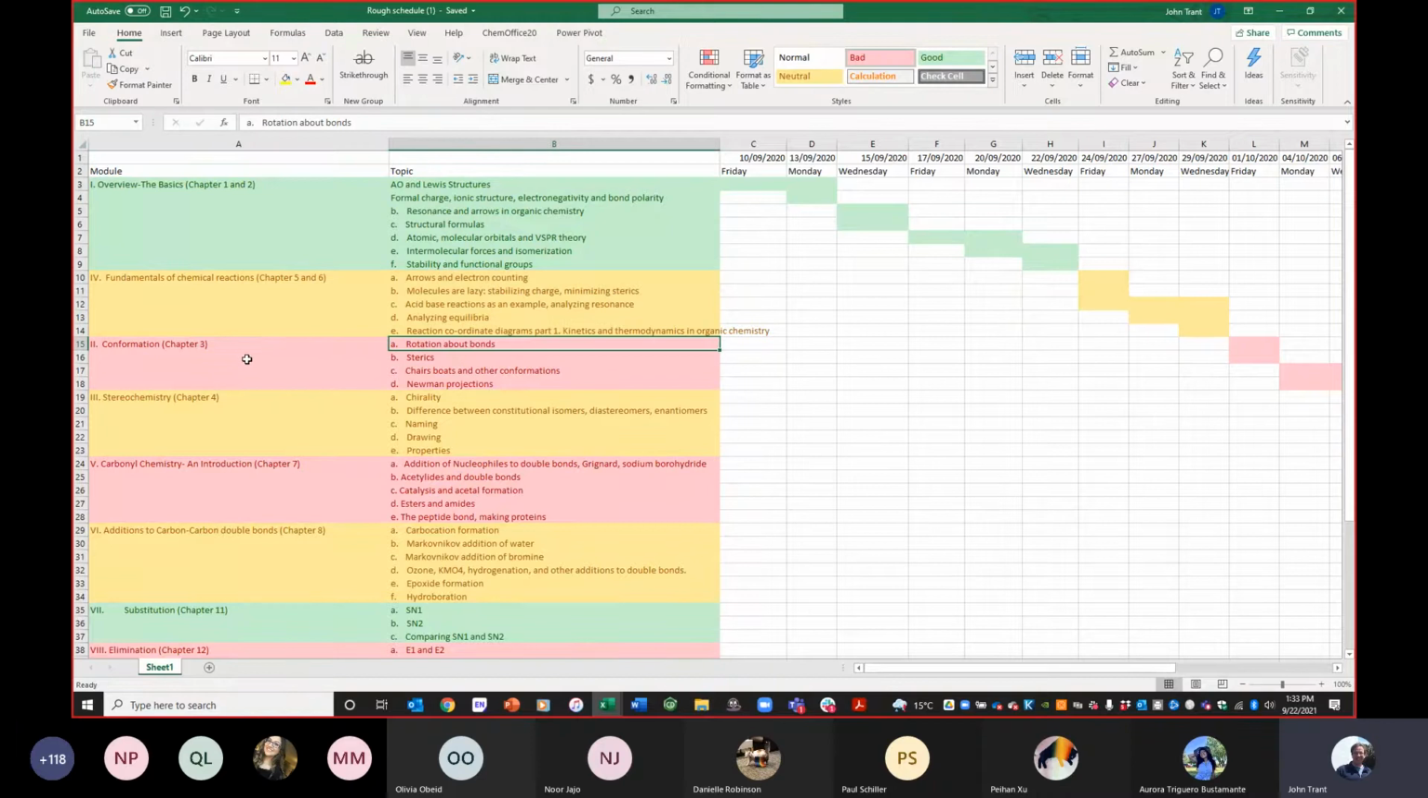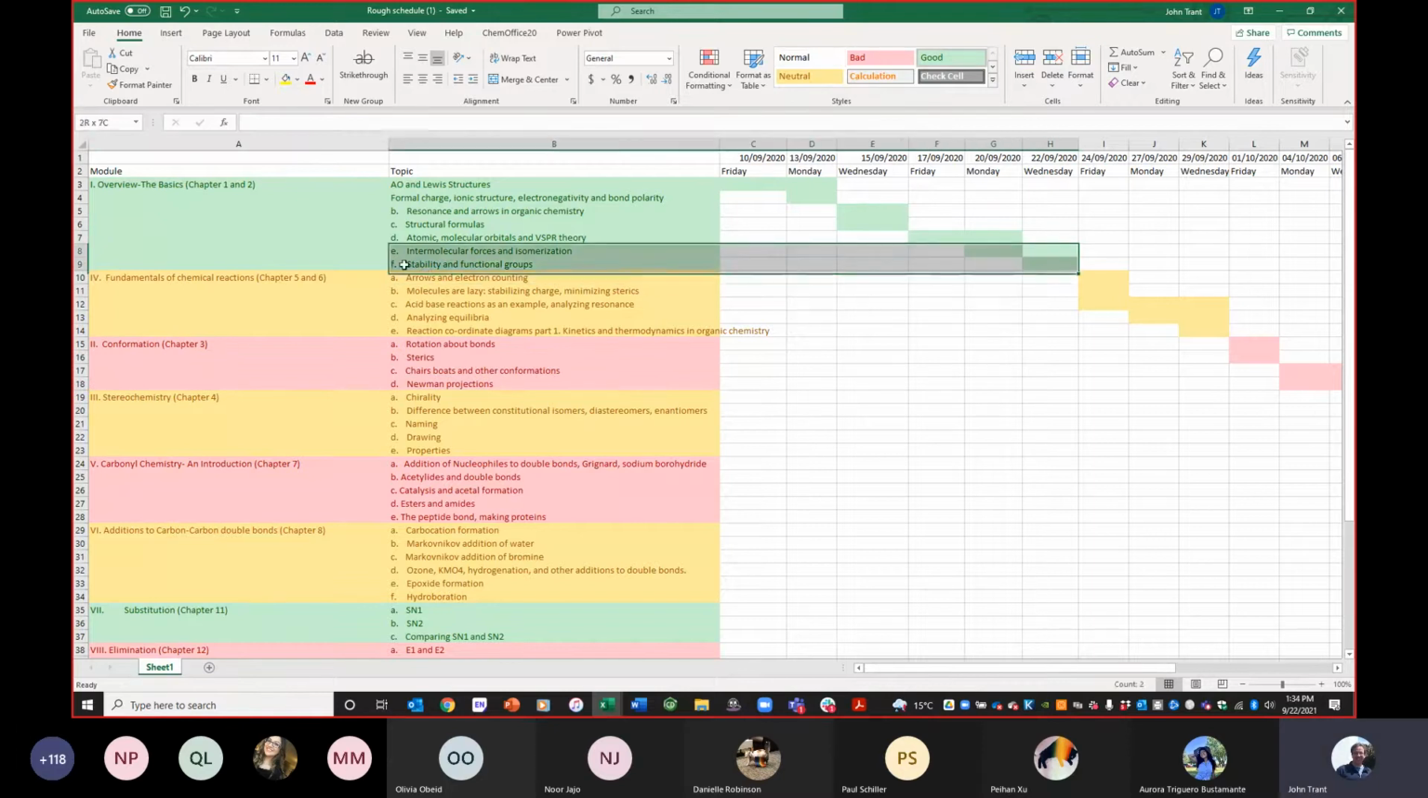We have not done chapter 3 yet. Chapter 3 is about conformation. We have not talked about conformations yet. We will be coming back to it. So if you've been following along using the syllabus and clicking the next videos, that's there. So today is Wednesday. And so we are discussing solubility and stability in functional groups, intermolecular forces, and isomerization.